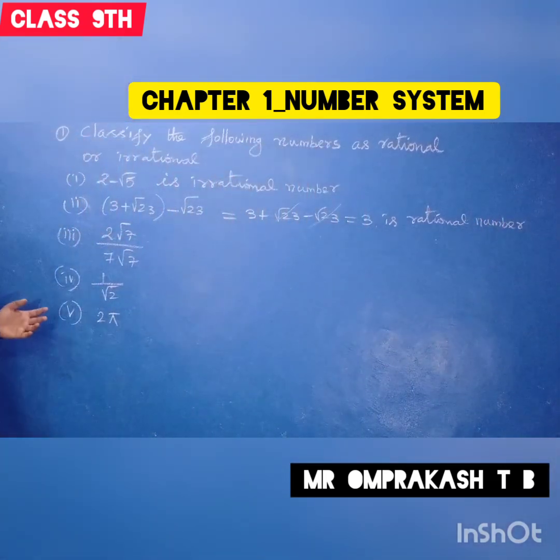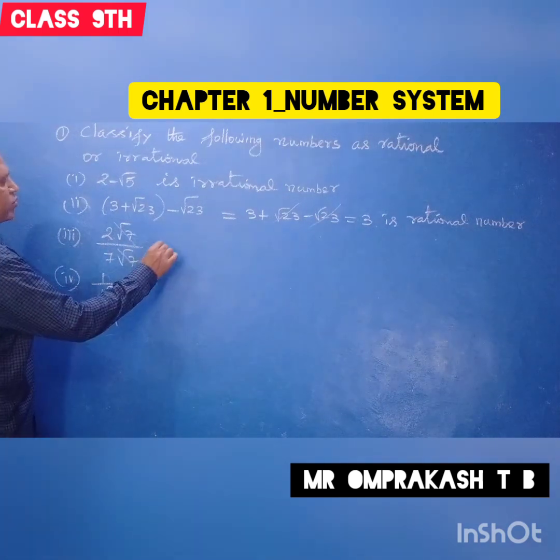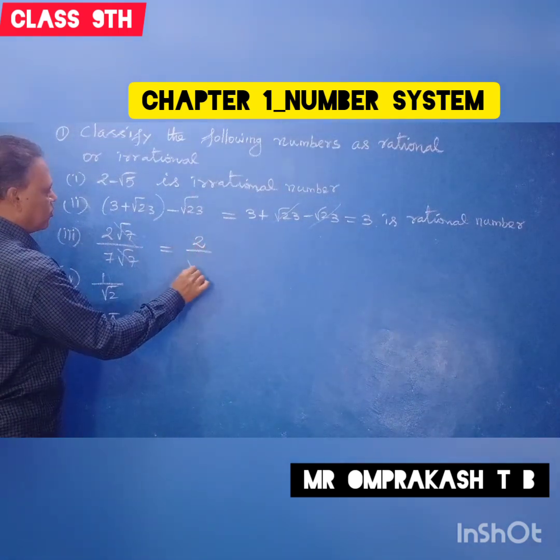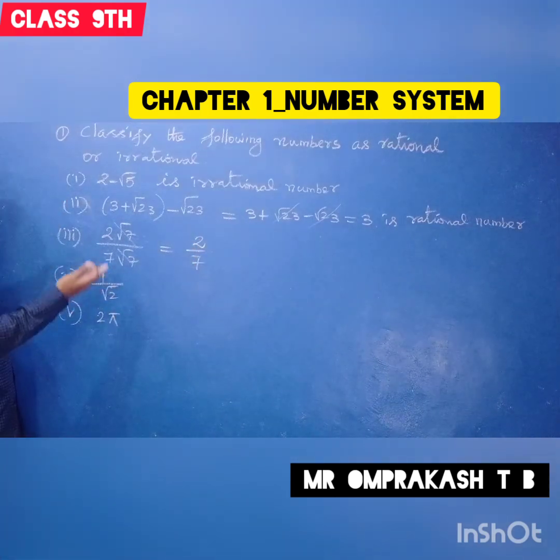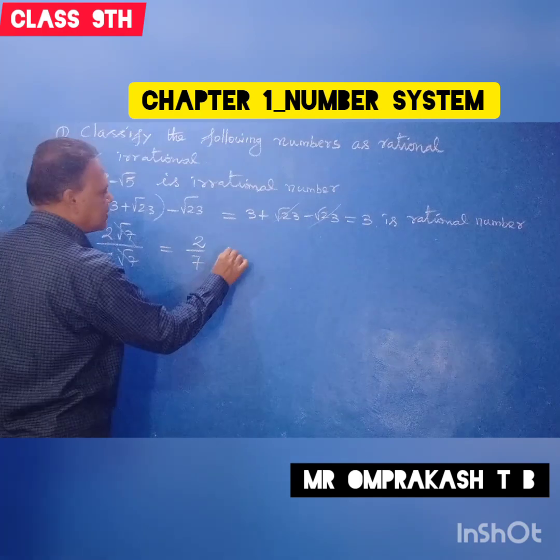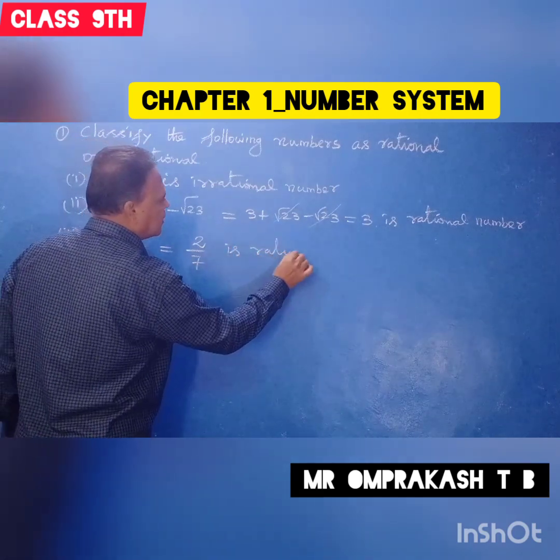Okay. Now next problem is 2 root 7 by 7 root 7. So root 7 you cancel it. That means what you will get? 2 by 7. 2 by 7 is a fraction. So it is a rational number.